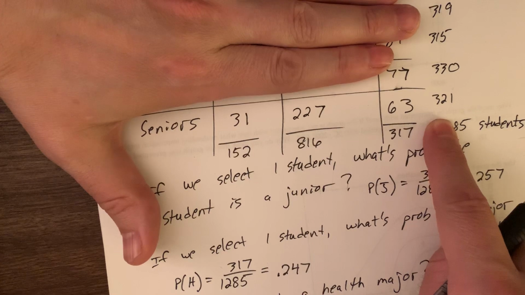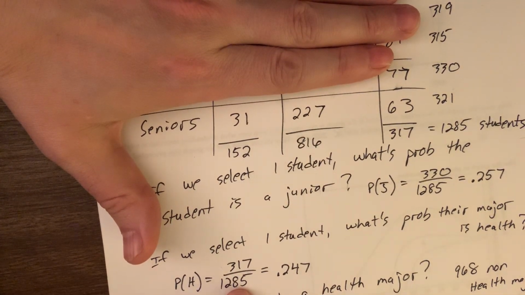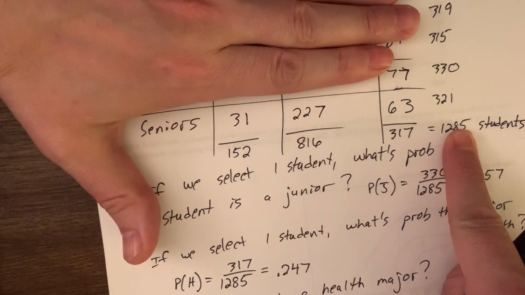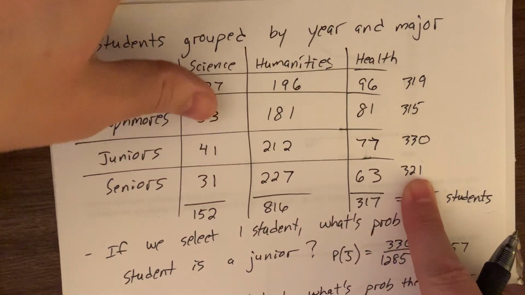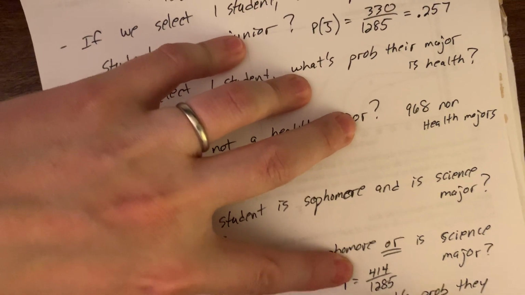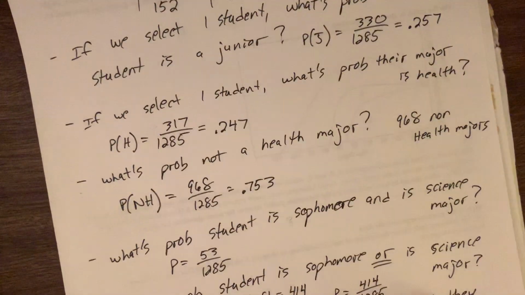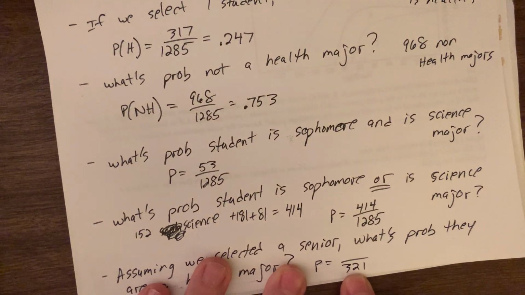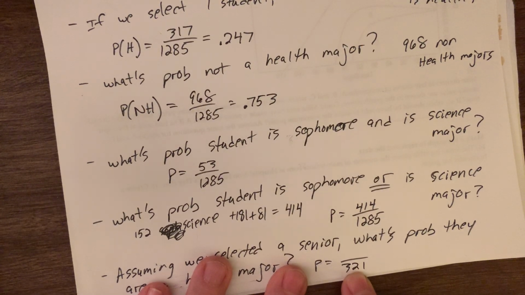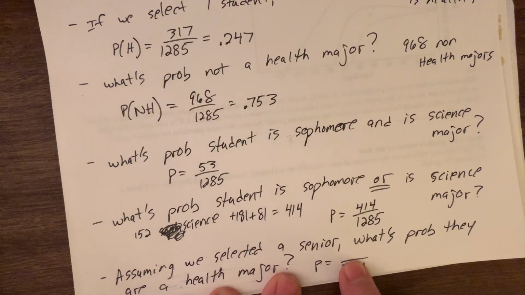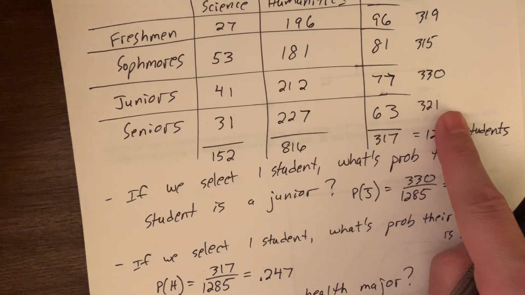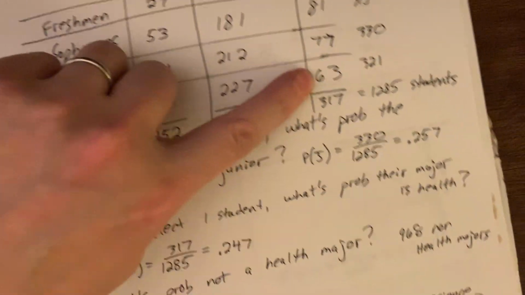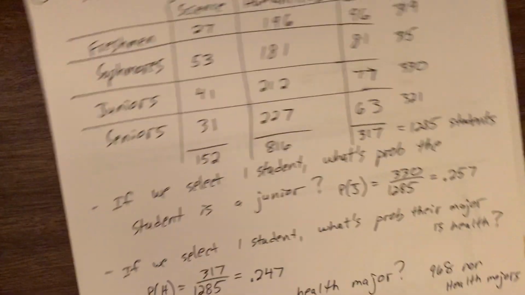So compared to the other problems, it's the denominator. We're not looking at randomly selecting a student, so having 1,285 to pick from. We're assuming we selected a senior, so we only have 321 to pick from. So this probability will be out of 321. This is what I always said: I always like to start with my denominator first. Think about who we should consider, who is the total number of possibilities that could come up, and now think about who satisfies. So out of these 321 students, the only ones that are health majors are these 63. 63 out of 321.